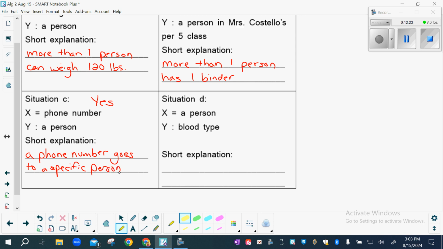Okay, last one, a person and blood type. You can have the same blood type. So we're starting with, say Shane, for example. Will he have more than one blood type? No. Each person has one and only one blood type. There may be someone else who has that same blood type. I could have that same blood type, but I'm somebody else, so that ordered pair would be a different ordered pair. It's not a repeated x. So it is a yes.